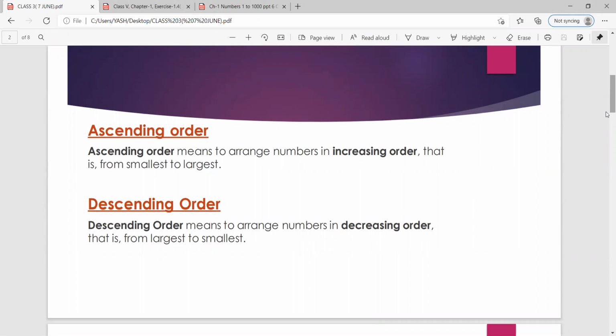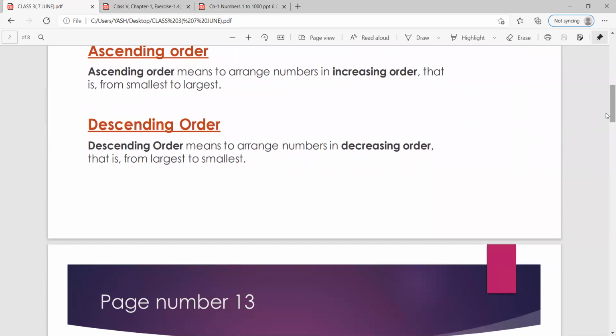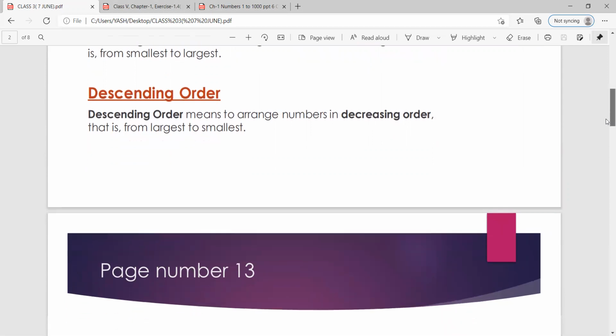So ascending order means to arrange numbers in increasing order. That means from smallest to largest, or we can say smallest to biggest. And descending order means to arrange numbers in decreasing order. That means from largest to smallest. Ascending means smallest to largest. Descending means largest to smallest.